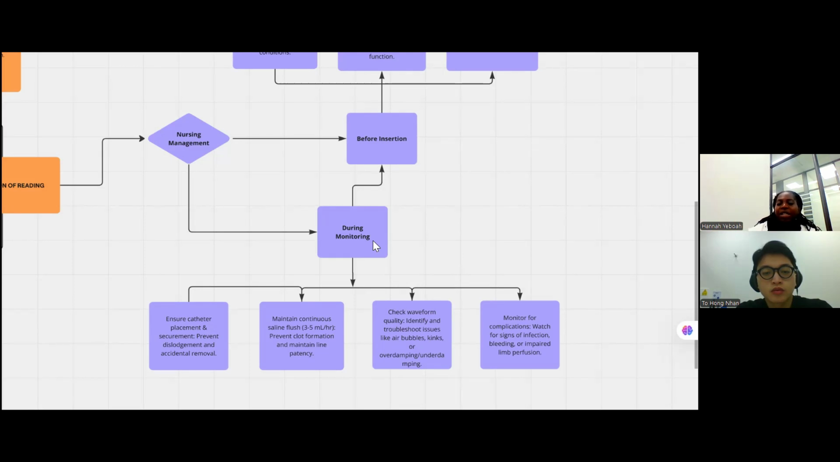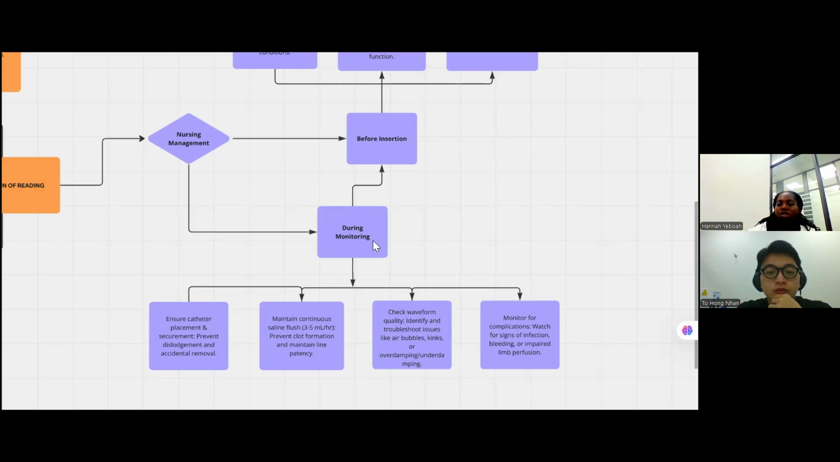Next, we need to maintain a continuous saline flush, which is 3 to 5 ml per hour. This is very important because it helps to prevent coagulation or clots forming in the main line. So we always have to make sure that the arterial line is not being blocked or clogged with blood clots or any other thing. So we need to always flush it 3 to 5 ml per hour.